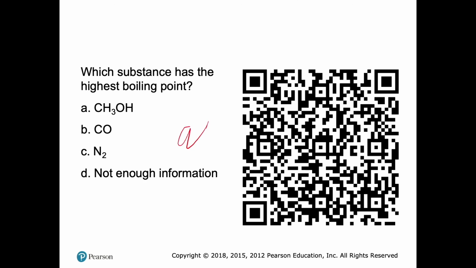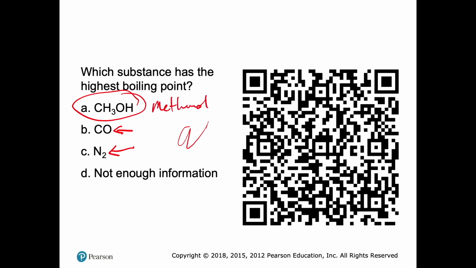So the reason why it's this answer: for one thing, you already know that carbon monoxide is a gas at room temperature. You already know that nitrogen is a gas at room temperature. So the highest boiling point is going to be the one that's not a gas at room temperature, which is methanol.